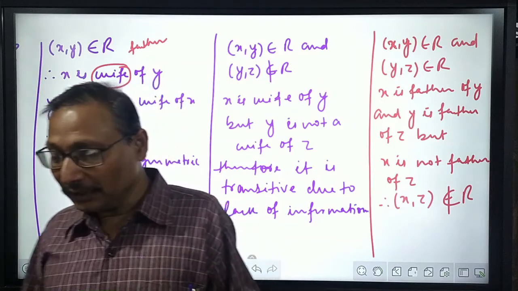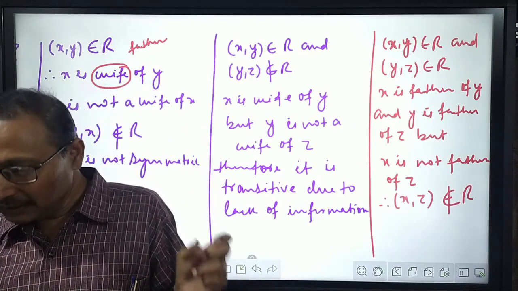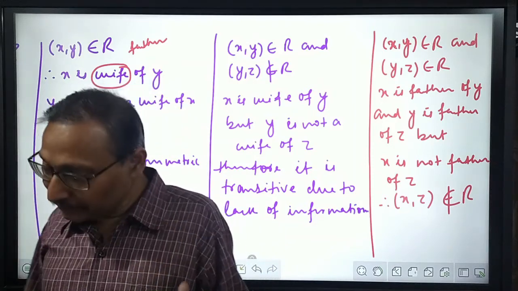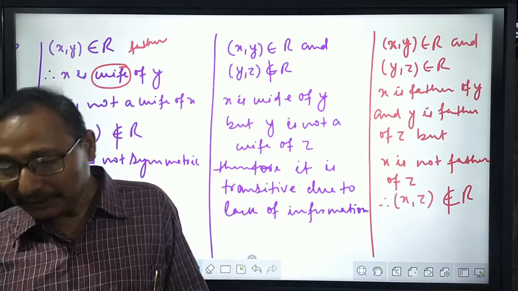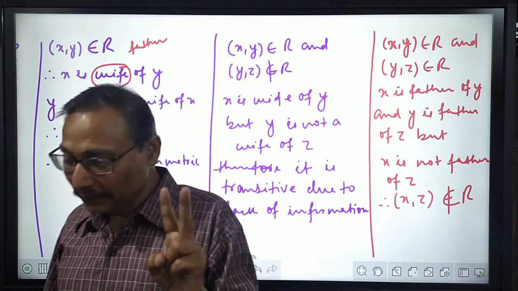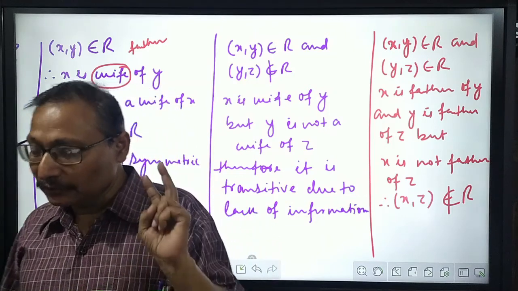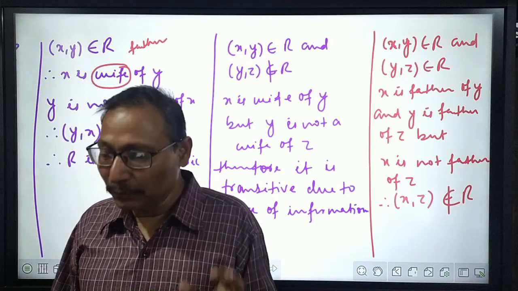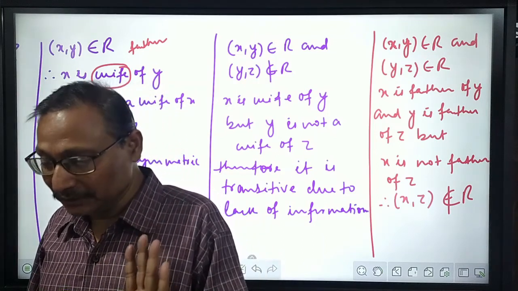But if in place of father, we write the relationship of wife, then it will become transitive, because we will be unable to pick two pairs from the given relation. So there will be lack of information and it will become transitive.